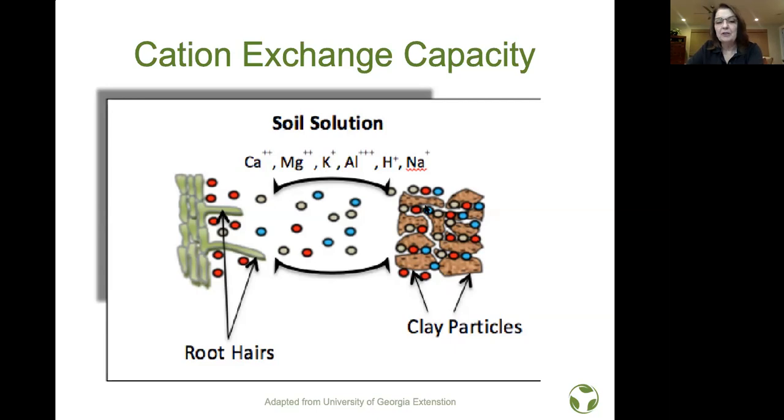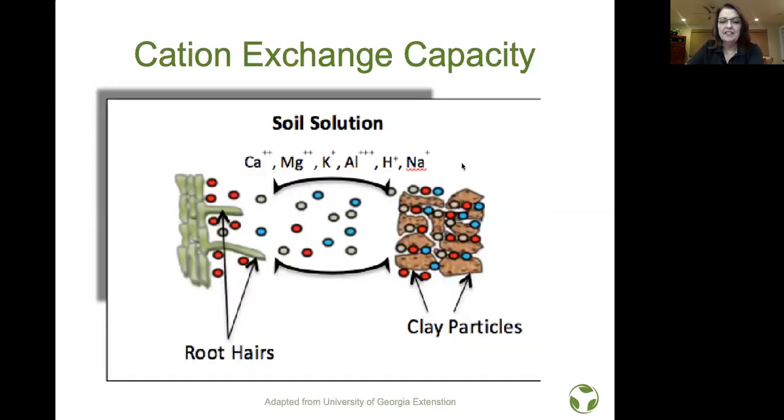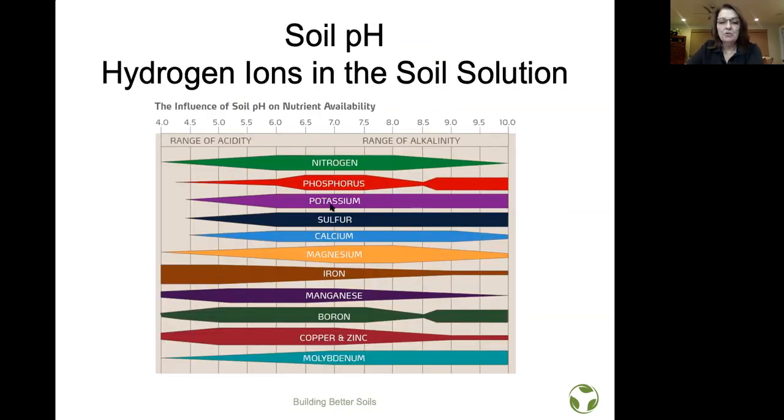And these are going back and forth when you water, and some of it's soluble, and then some are being taken up by the roots. But the problem is that the hydrogen is what determines the acidity of our soil. So that's what pH stands for. It is the hydrogen ions in the soil solution. So that soil solution is this stuff right here. So if we have a lot of hydrogen ions in the soil, our soil is more acid. And if we have more hydroxyl ions in our soil, it's alkaline.